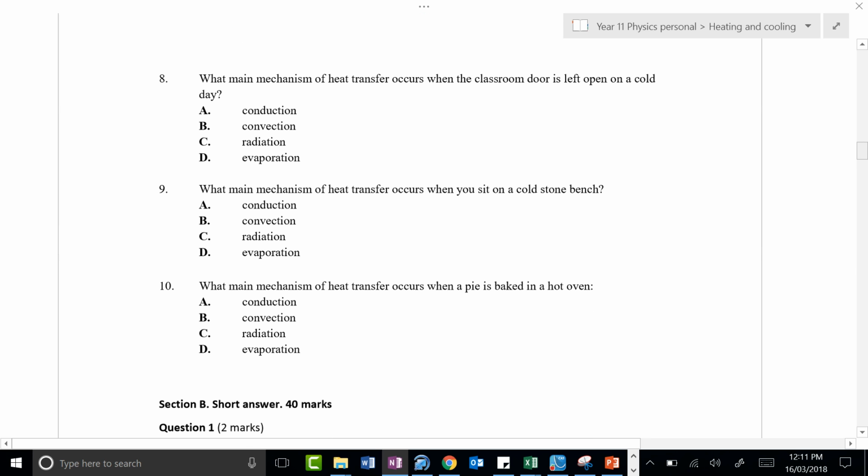Now, what main mechanism of heat transfer occurs when the classroom door is left open on a cold day? Nikita?